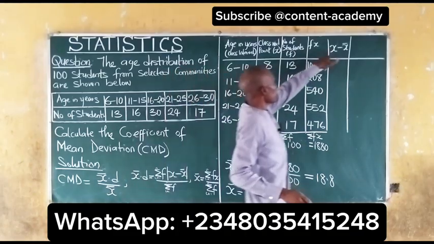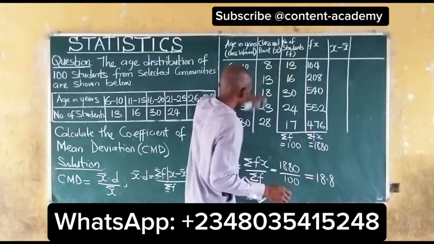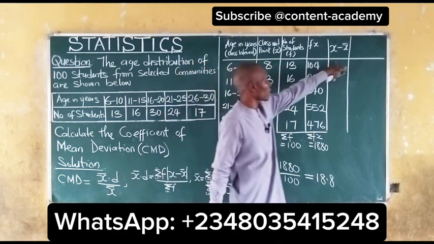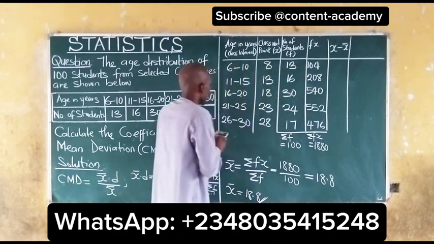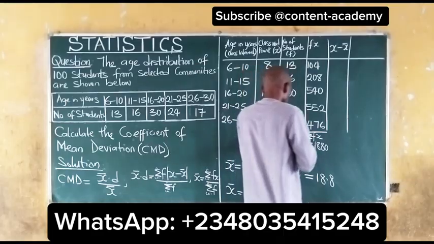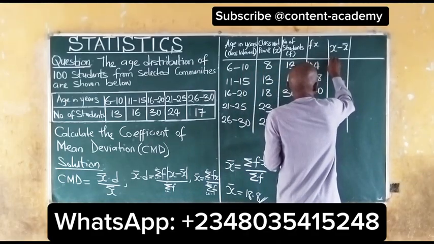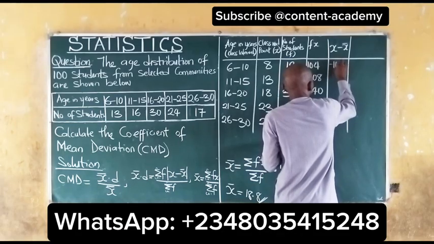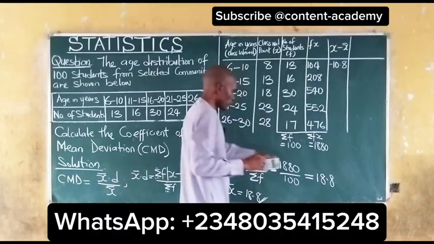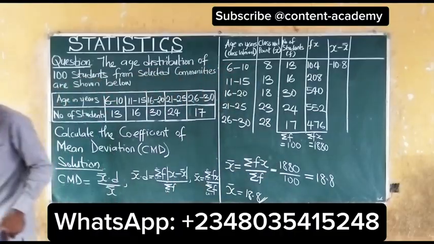Now, whatever we have as our x value, the whole of this x value, we use it to subtract 18.8 to get this value. So we have here 8 minus 18.8, which is negative 10.8. Then 13 minus 18.8.